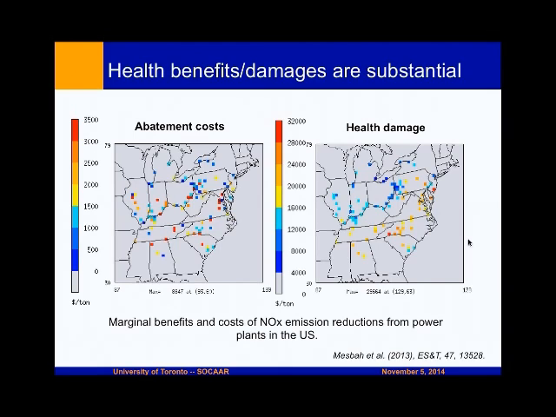Just to give you one example, there are a bunch of power plants along Ohio River Valley, which is here. And you see that their damage is probably in the range of $8,000 to $16,000. On average, they have a damage of $11,000 per ton of NOx.